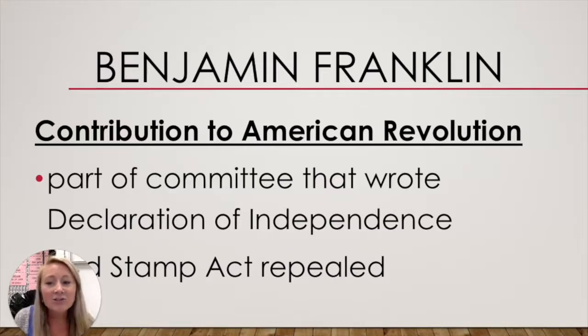He's also attributed with having the Stamp Act repealed. The Stamp Act was a law that the colonists really did not agree with that was being imposed on them from Great Britain. And he was the one who made sure that that Stamp Act got repealed.